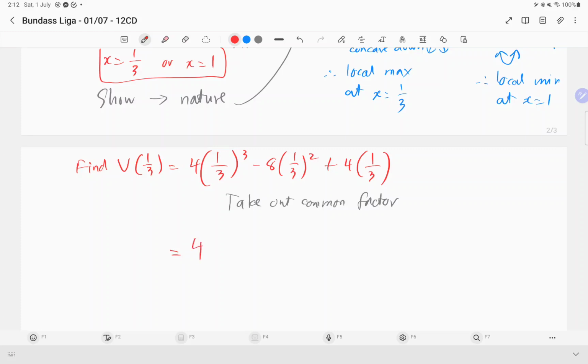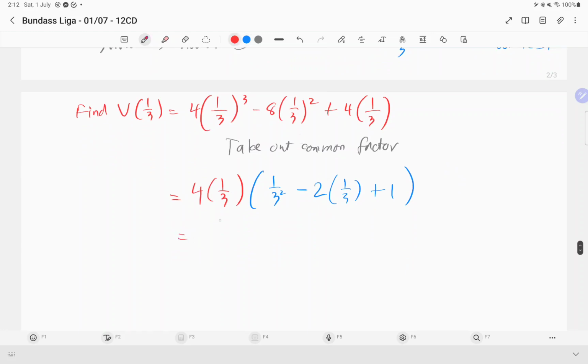You take out 4, and then how many of 1/3? One of those. Then what's left in the bracket from the first one is just 1/3 to the power 2, and from the second one, I took out 4, so there'll be 2 left, and then took out 1/3, so there's only 1/3 left, and then I took out the entire term from the last one, which should be plus 1. Now then, this one is a bit easier to work with.